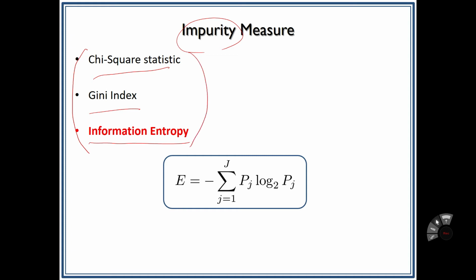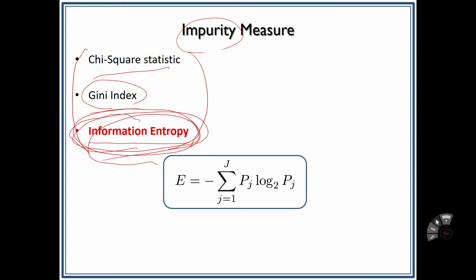These three and the misclassification rate can be used as an impurity measure, but in this lecture, I'm going to explain about this information entropy. The reason is just that I like this one. And once you understand this, even though the Gini index's measure is different, the concept is the same. So explaining this information entropy is enough to understand the impurity measure. So I'm going to use this information entropy for the impurity measure and for the splitting criterion.